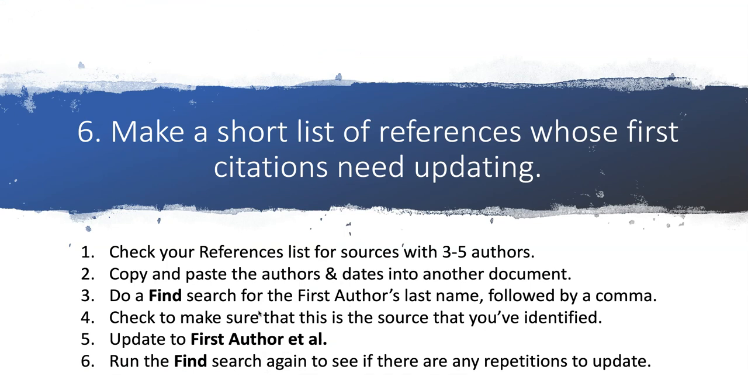So we're going to start that out by going to your reference list and just looking for a source that has at least 3 to 5 authors. If it's got 6 or more, you should have abbreviated it already. So we're just looking for 3 to 5 authors.